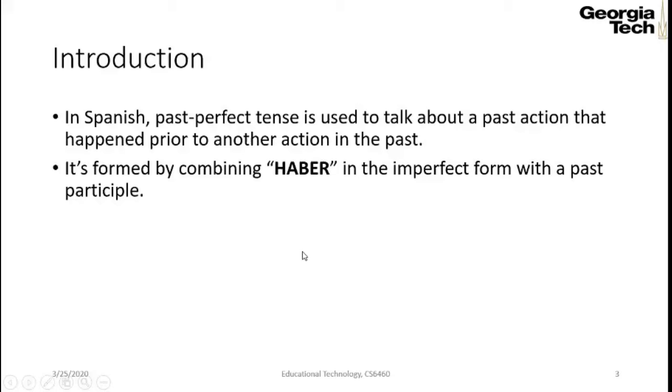First of all, introduction. In Spanish, the past perfect tense is used to talk about a past action that happened prior to another action in the past. It is formed by combining haber in the imperfect form with a past participle. So to make this tense, there are two things: haber in the imperfect form and a past participle.